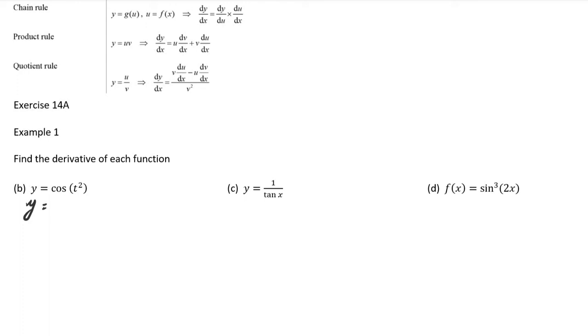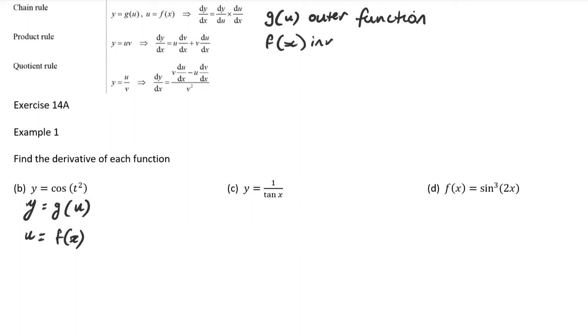y equals g of u. And then we want to go with u equals f of x. Okay, so we've got f, which is our internal function, and g, which is our external or outer function. So when you're working with this, g of u is the outer function, f of x is going to be our inner function.